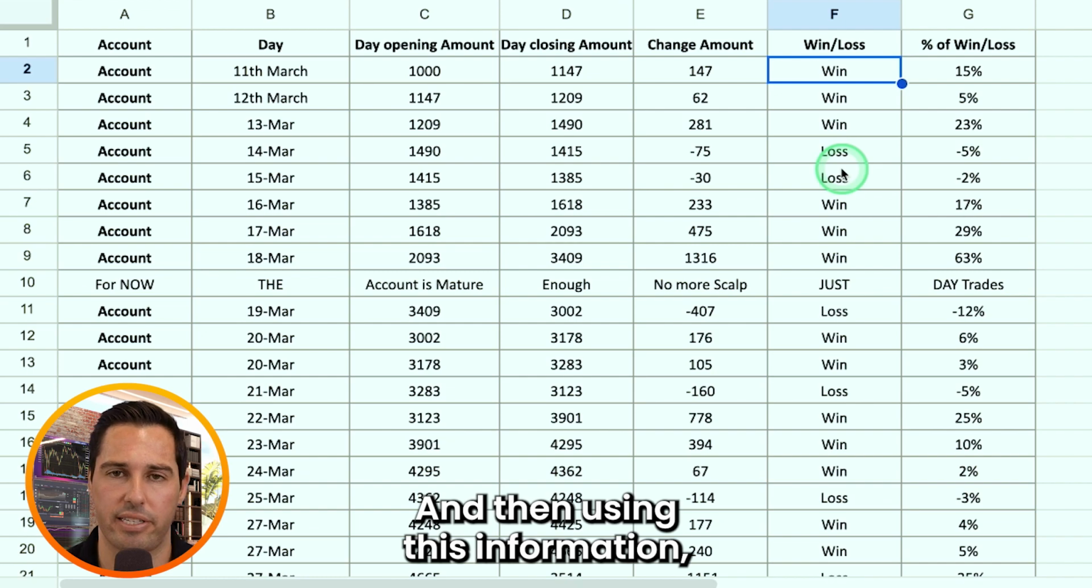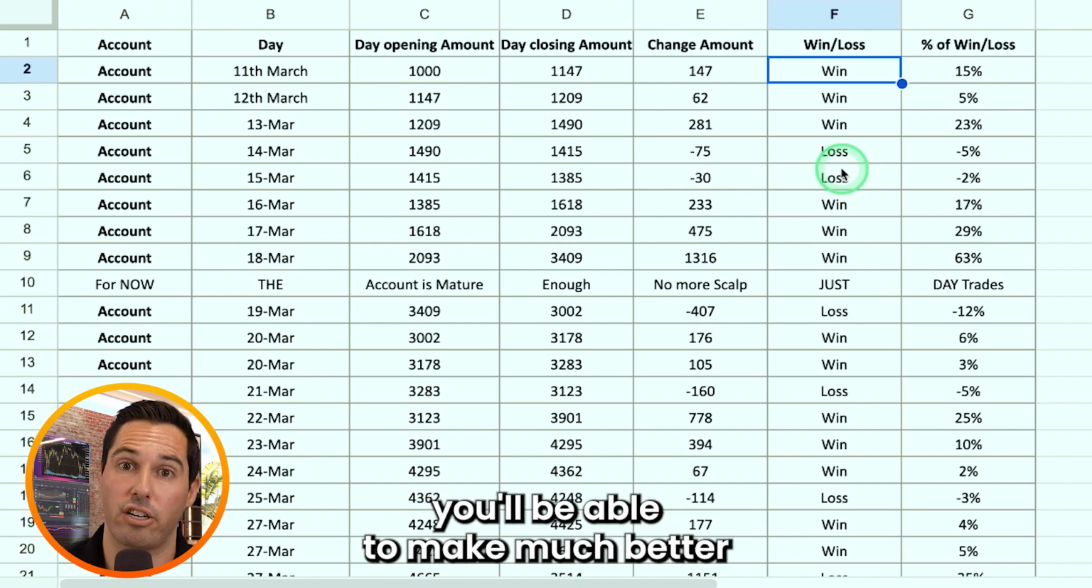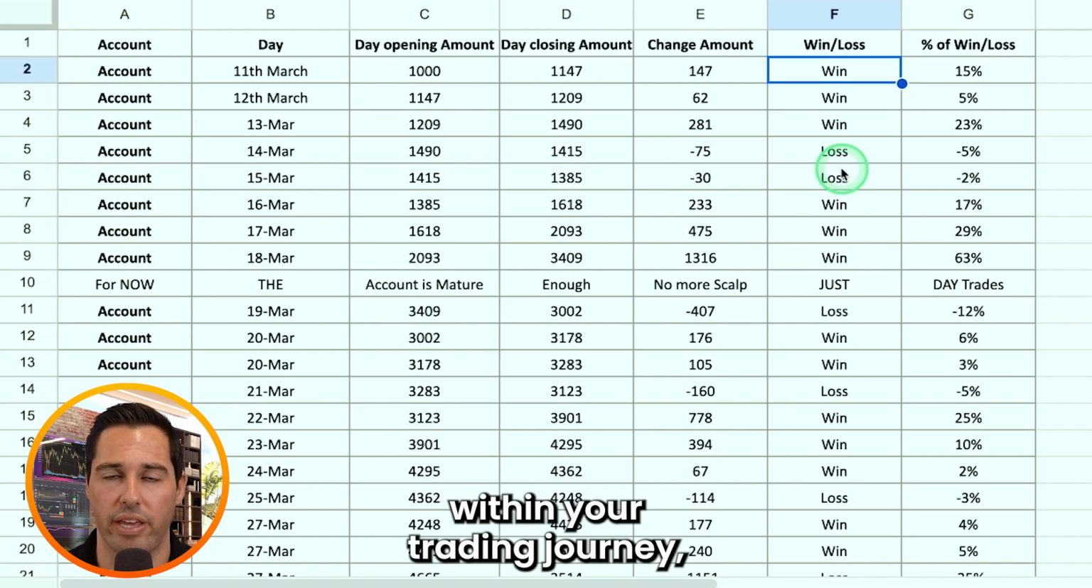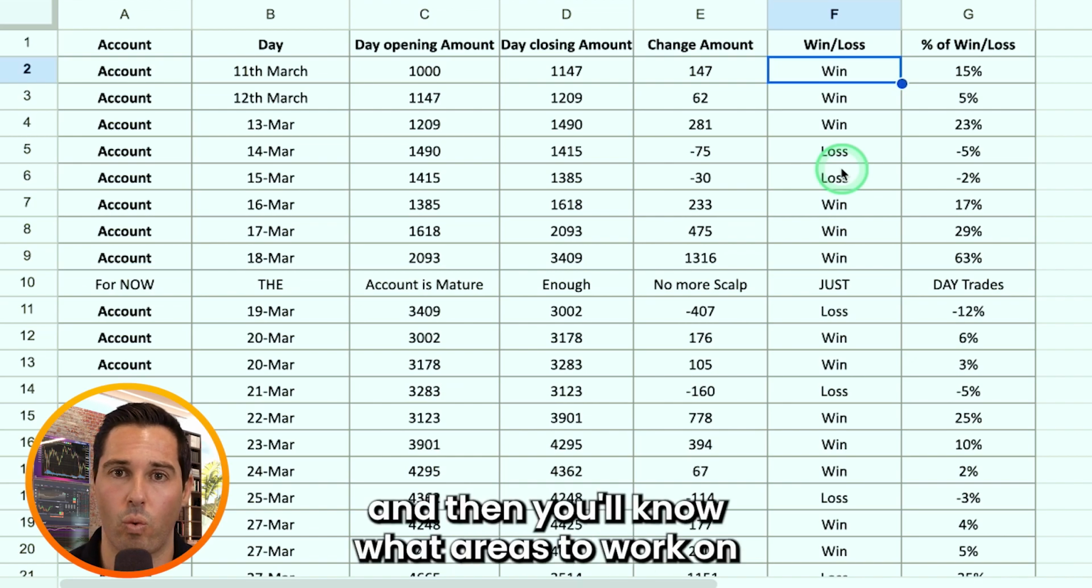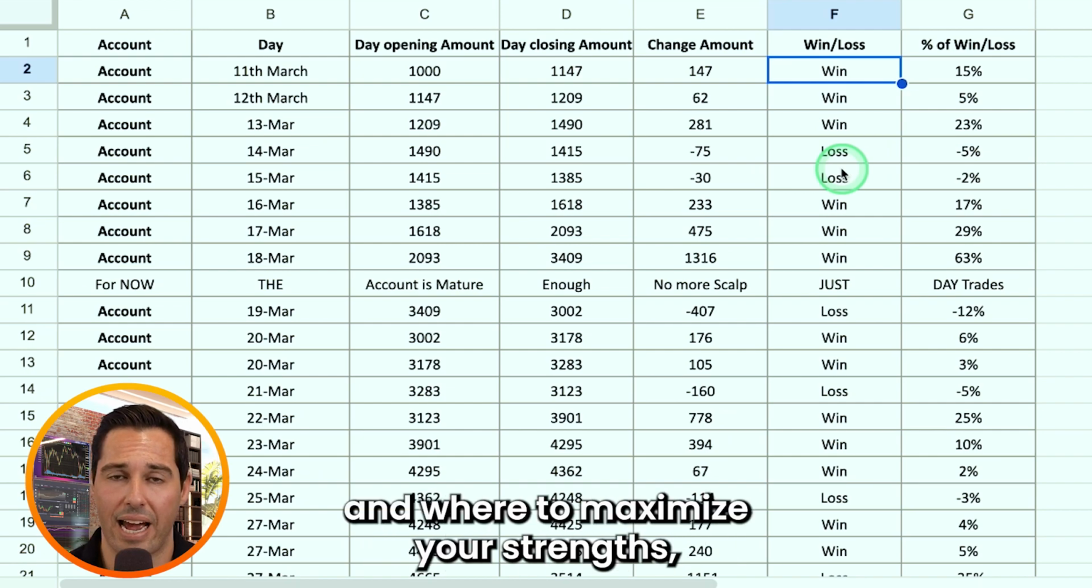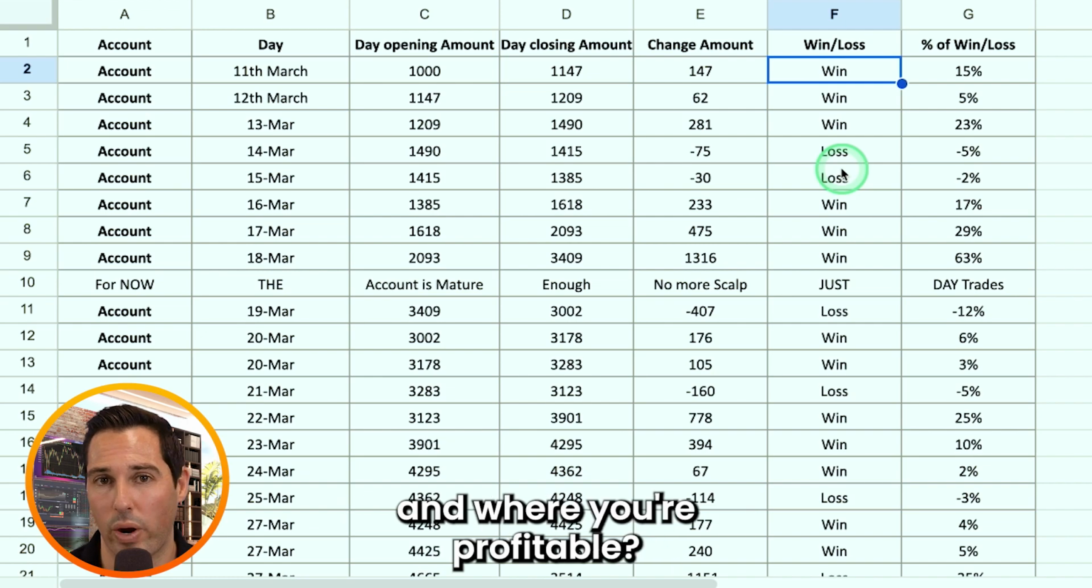And then using this information, you'll be able to make much better trading decisions in the future. You'll be able to understand where you're going wrong within your trading journey. And then you'll know what areas to work on to fix, right? Where to minimize your losses where you're struggling, and where to maximize your strengths and where you're profitable.